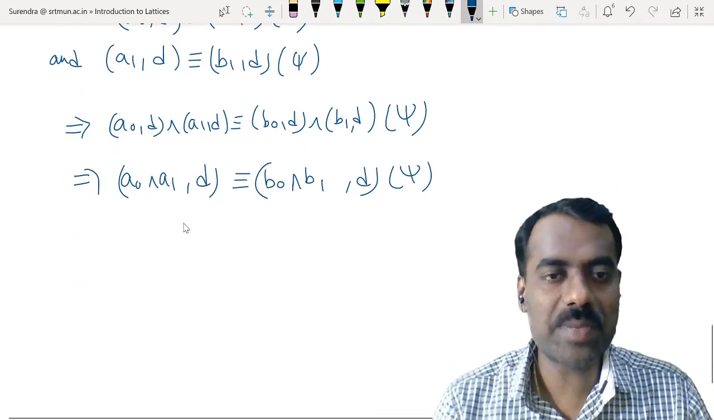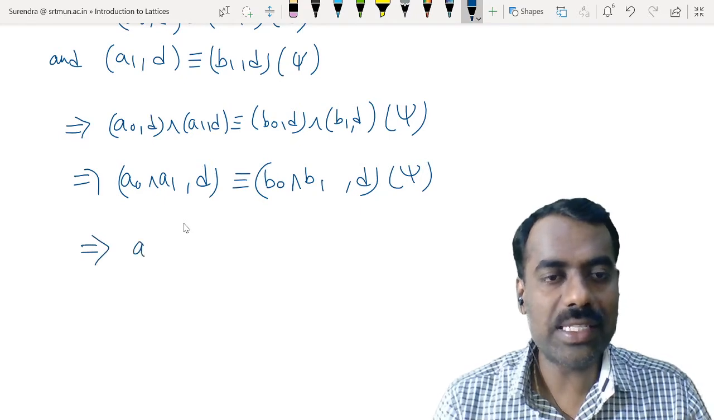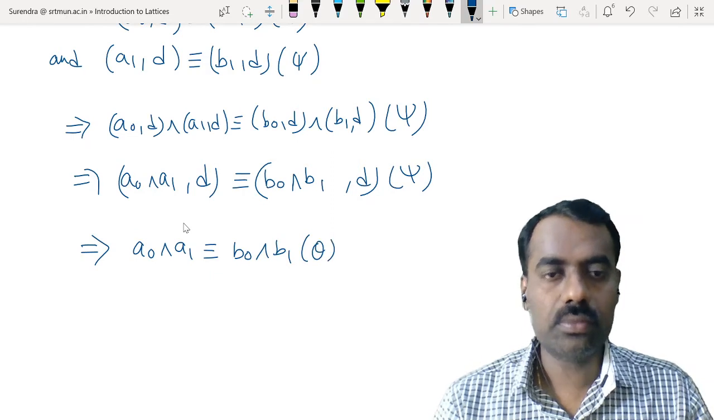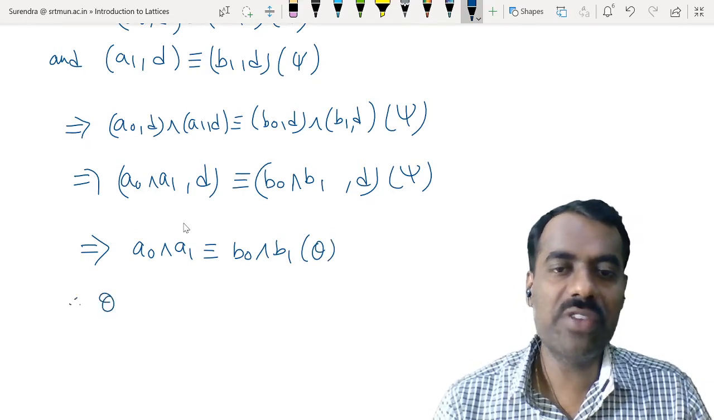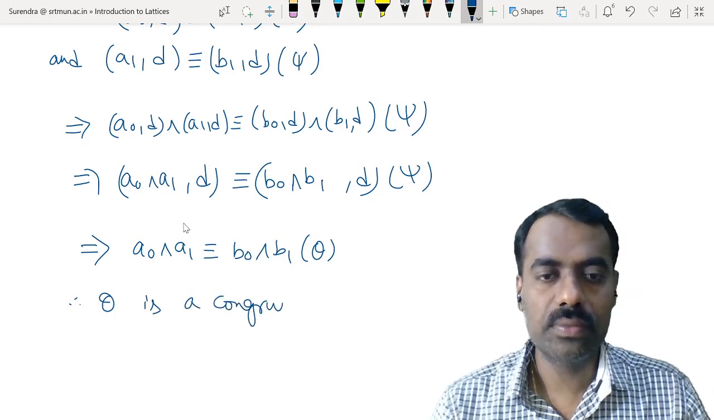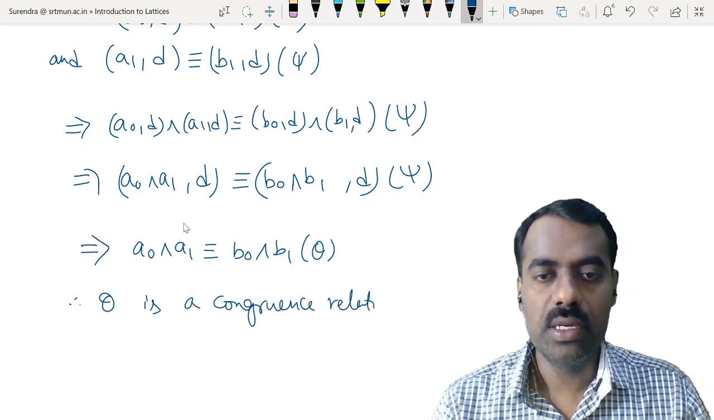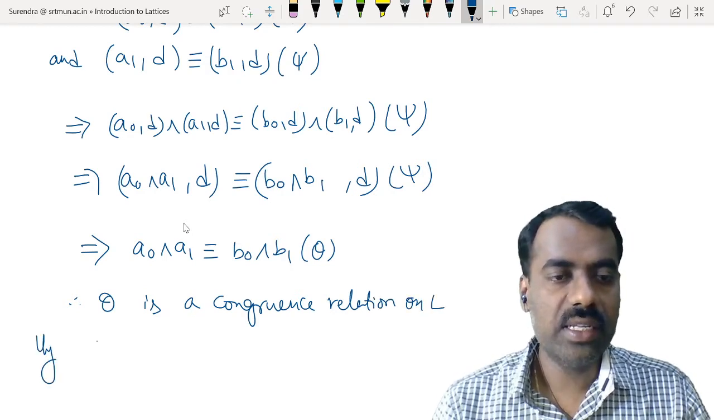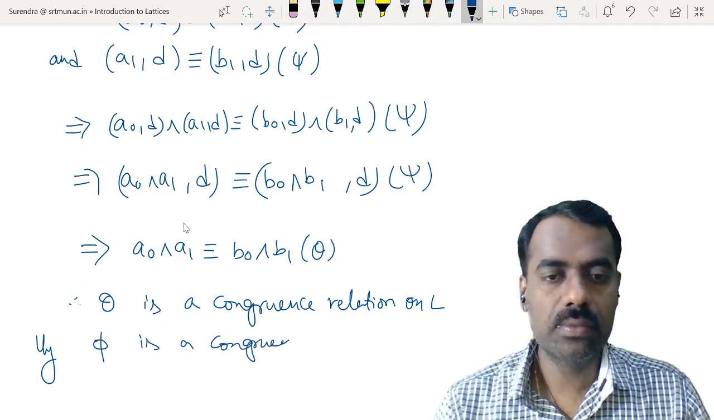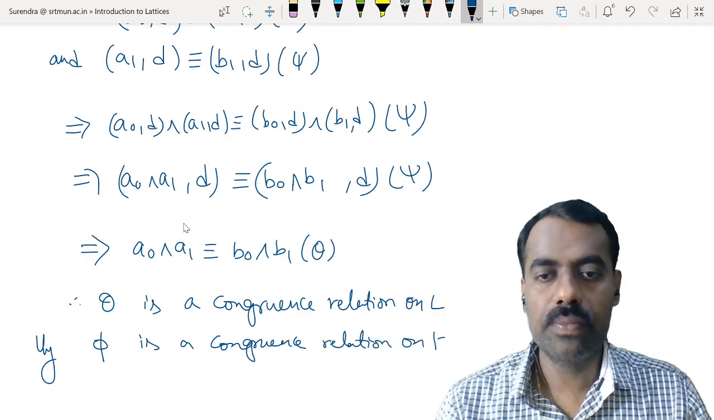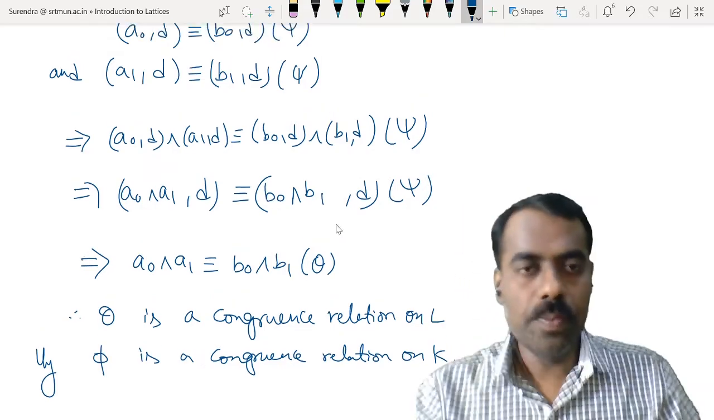But that is the same as saying, because your second coordinate is the same, that we can convert it into theta. So therefore that proves it. Similarly you can prove it for join, which I am not writing. So therefore theta is a congruence relation on L. Similarly you can check that our phi, whatever we have defined, is a congruence relation on K. So one part we have proved.